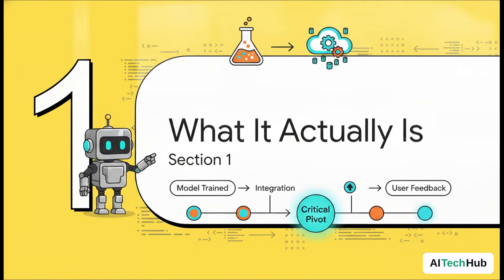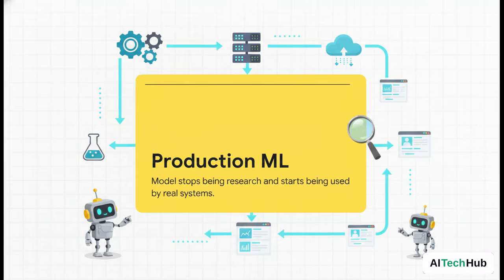Okay, section 1, what it actually is. Let's break down what leaving the lab really entails and why it's the absolute most critical pivot in your entire AI project. So, what exactly are we talking about here? Production ML. It's that definitive threshold where a trained, evaluated model officially stops being a research experiment and starts being used by real, live systems.